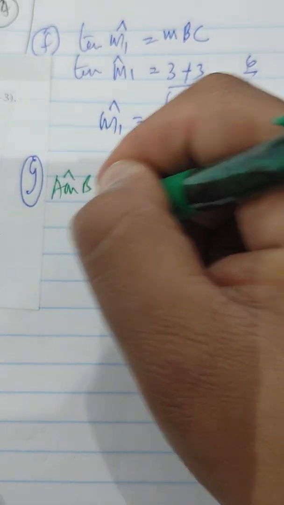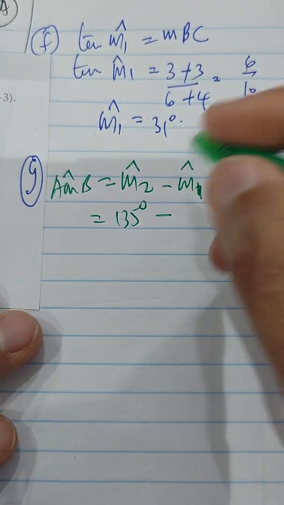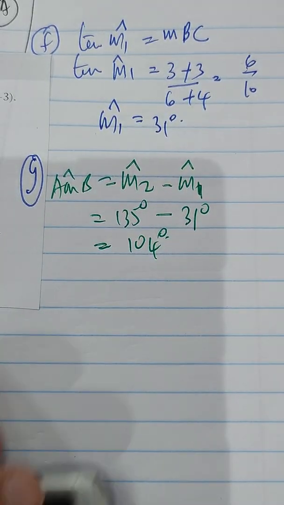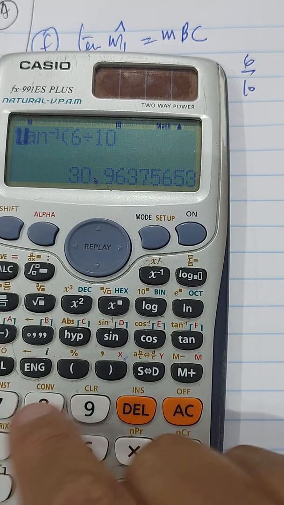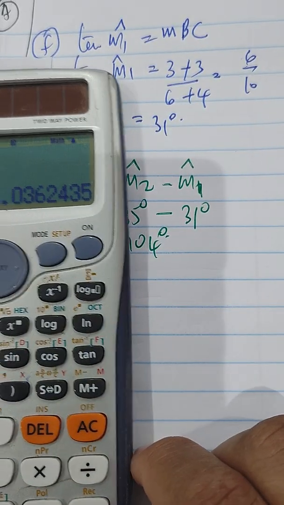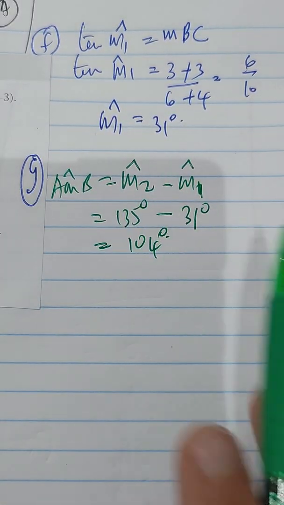I have M2, which is 135 degrees, minus 31 degrees. I think it's going to give you 104 degrees. Let's just check. Not 180, but 135 minus 31. 104. Okay, to the nearest whole number.